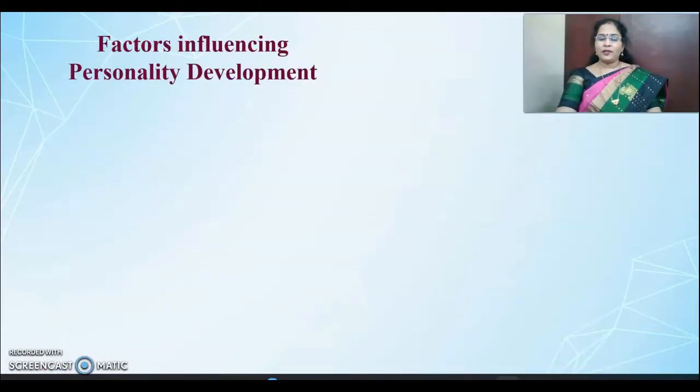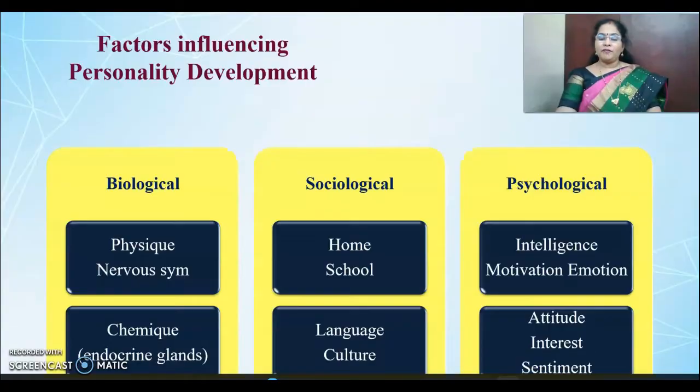What are the factors which influence a person's personality? Three major factors we need to discuss are the biological factor, sociological factor, and psychological factor. The biological factor is related to each person's physique, external appearance, and nervous system, and the chemistry in relation to the endocrine glands. Because of the secretion of the endocrine glands, personality is different for different people. Sociological, that is the home environment, school environment, language, and culture, are all defining factors of a person's personality. The psychological factor is in relation to intelligence, motivation, attitude, sentiment, and interest. All these play a major role in a person's personality.